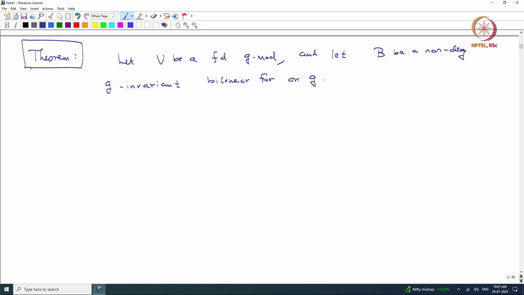Then given a basis, let us fix some basis x_1 etc. x_n, this is the basis of G. So we can talk about the dual basis of this. Let us call it y_1 etc. y_n.